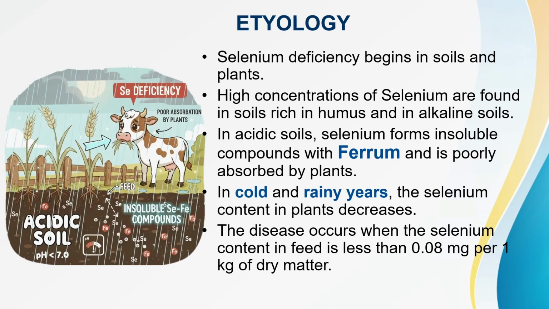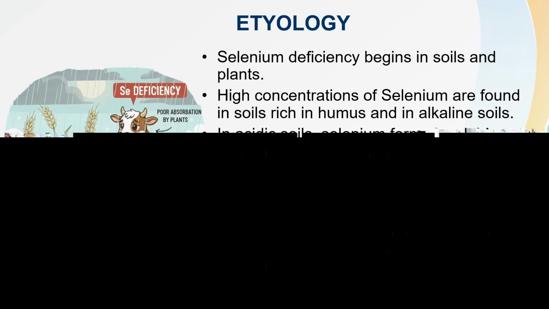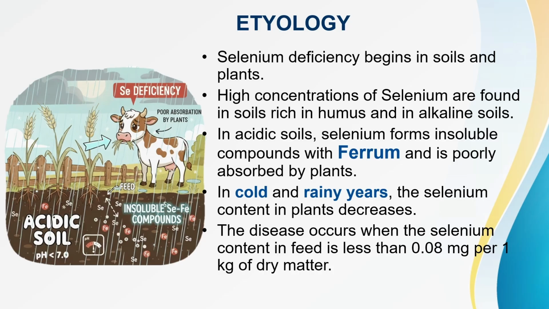The disease occurs in lambs, calves, piglets, foals, and chickens. The etiology of the disease is selenium deficiency in soils and plants. High concentrations of selenium are found in soils rich in humus and in alkaline soils. In acidic soils, selenium forms insoluble compounds with iron and is poorly absorbed by plants. In cold and rainy years, the selenium content in plants decreases. The disease occurs when the selenium content in feed is less than 0.08 mg per 1 kg of dry matter.